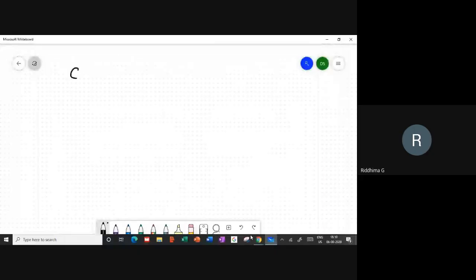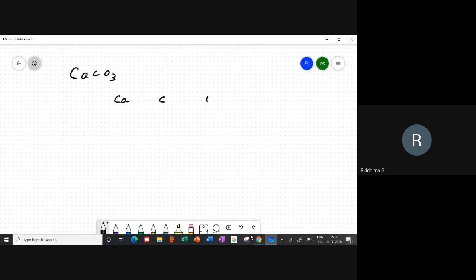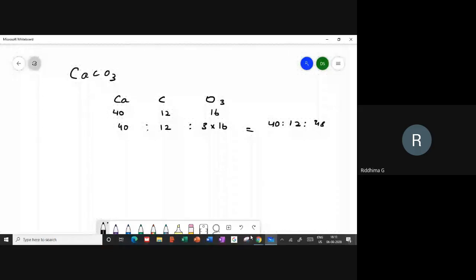So if it's CaCO3, you split it into Ca, C, and O3. This is 40, this is 12, and this is 16. So it will be 40 is to 12 is to, there are 3 atoms, so 3 into 16. This will be your ratio. You can simplify it, of course. Okay, this is how you do the question.